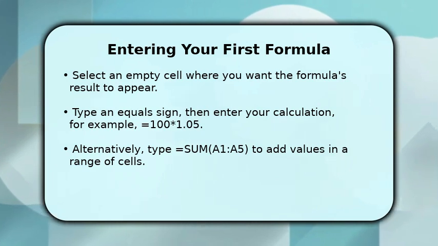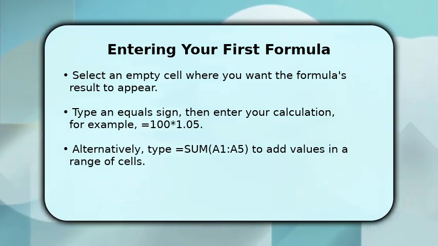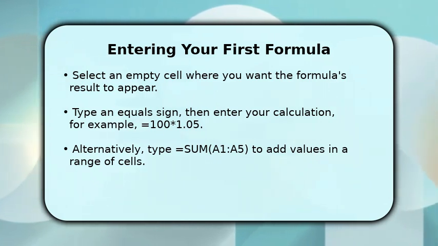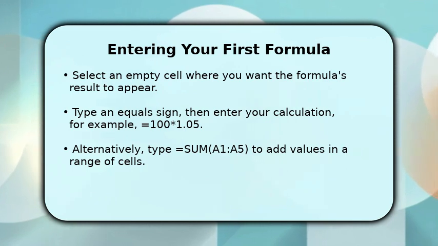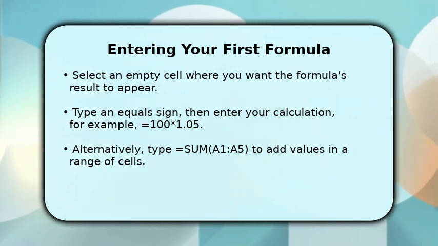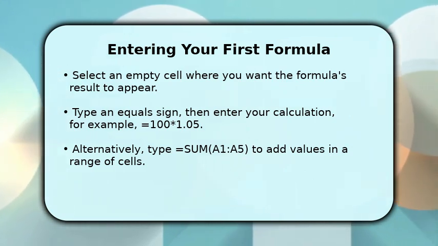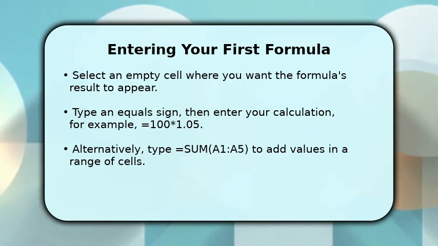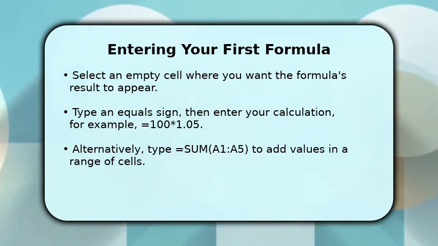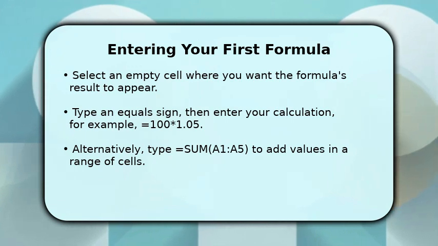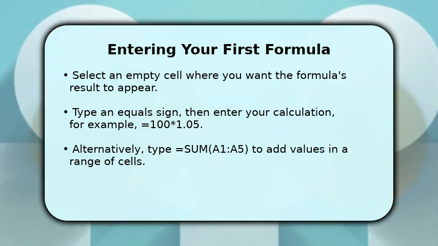Type an equals sign, then input a simple calculation like equals 100 times 1.05 for a 5% increase. Or, for adding a range, type equals sum, open parenthesis, then select your cells, for example, A1 through A5, and close the parenthesis. After you've typed it out, just press the Enter key to see your calculation come to life.